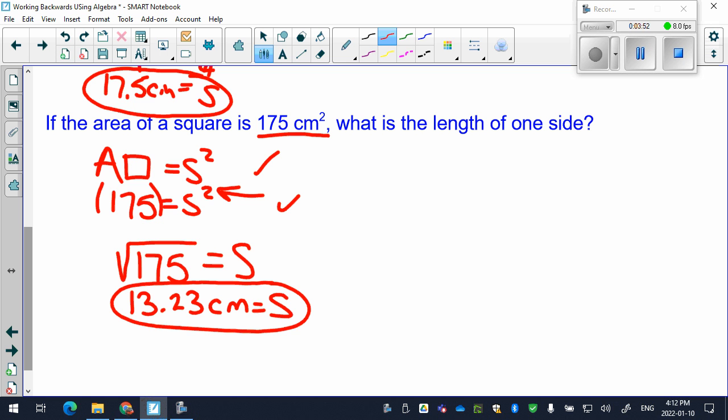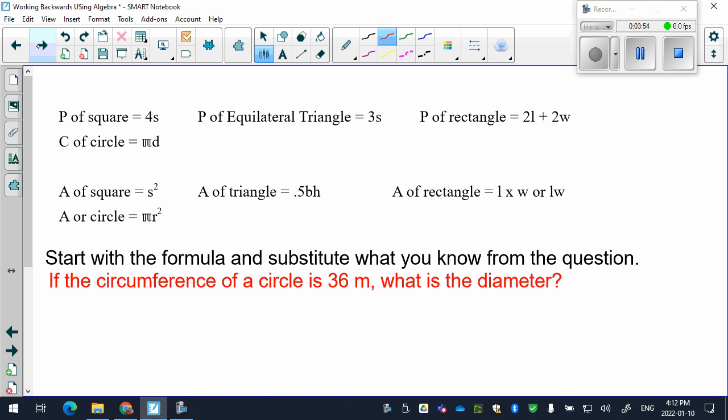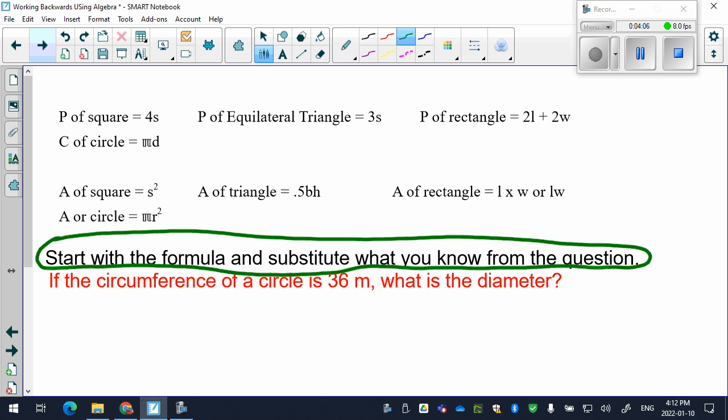All right, we'll do a few more examples, and then we'll just keep practicing. So the next one, again, the top of my page always has all our formulas. And then this reminder that we start with the formula and we put in what we know. So that's where we started today. So this one says circumference of a circle is 36 meters. So again, look for circumference of a circle. C of a circle equals pi times the diameter.